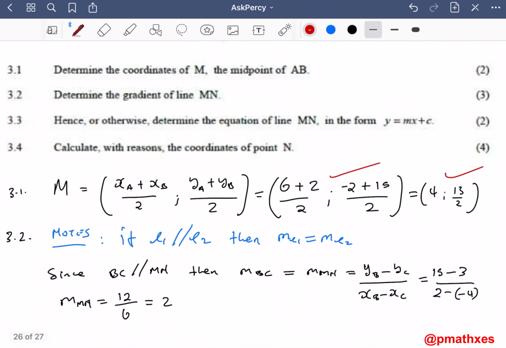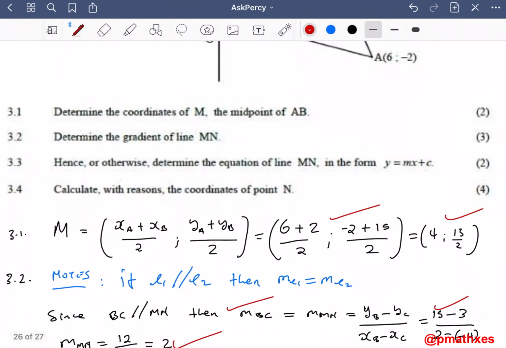So 3 marks. You get the marks just by writing the statement that since BC is parallel to MN, then the gradient of BC is equal to the gradient of MN, and you get a mark for, of course, an answer, and a mark for substitution. All right, okay, cool.